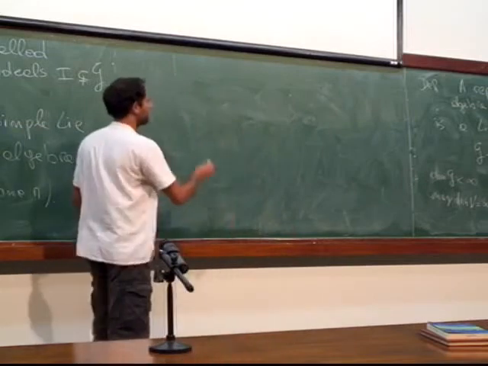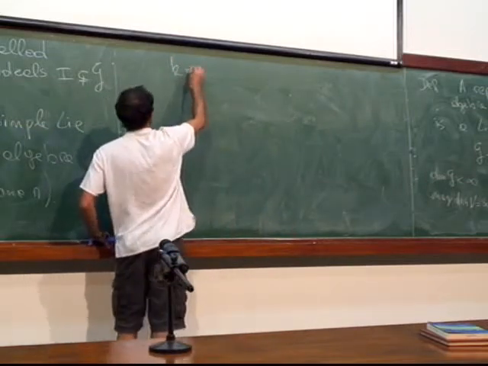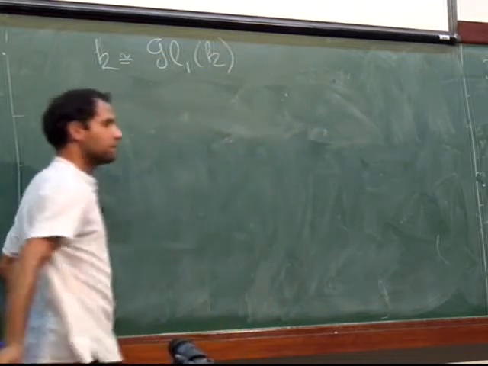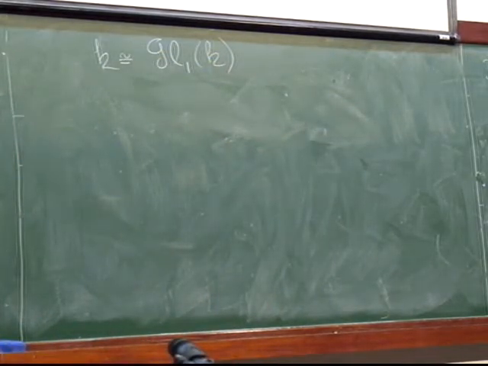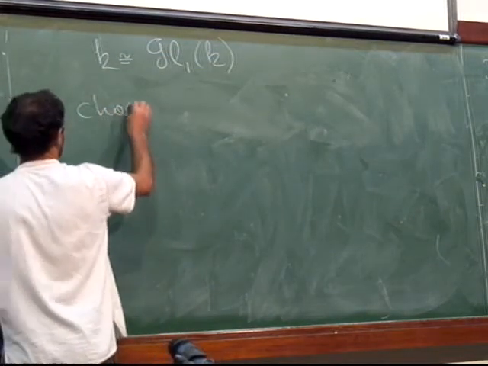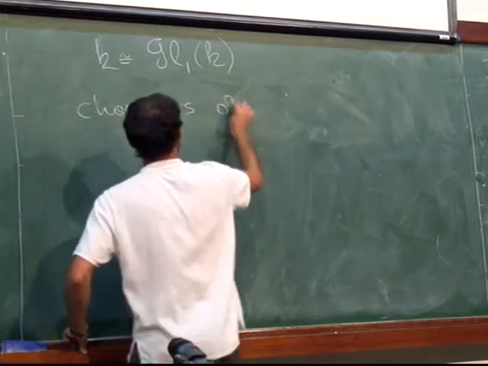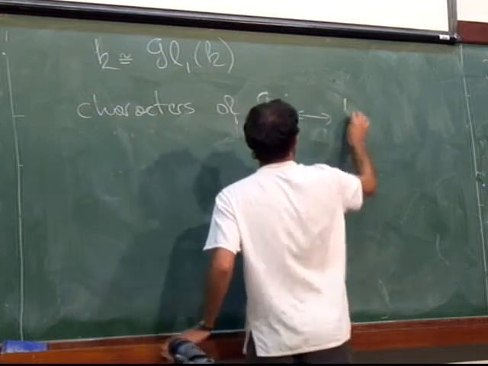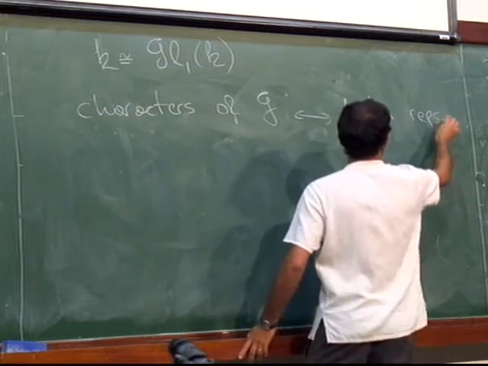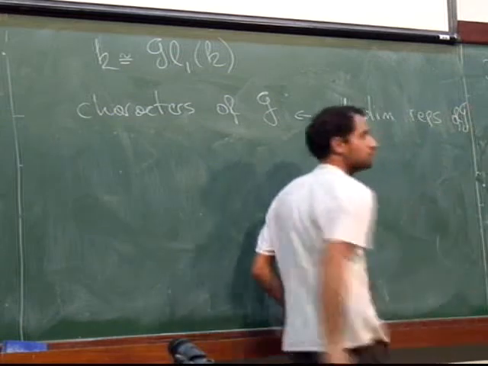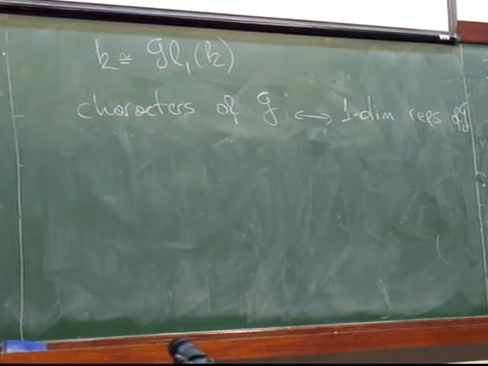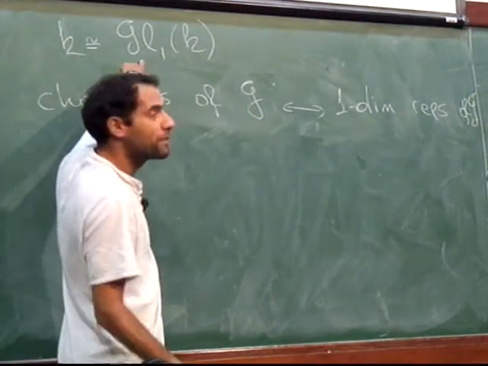A nice property of the one-dimensional Lie algebra is that K with the bracket 0 is also GL1 of K. So elements of the ground field also are the same thing as 1 by 1 matrices with entries in K. So in particular, a character of G is the same thing as a one-dimensional representation of G. Remember, characters were maps, preserving the brackets, from G into the one-dimensional Lie algebra, which of course is the same thing as GL1 because they are abelian Lie algebras anyways.